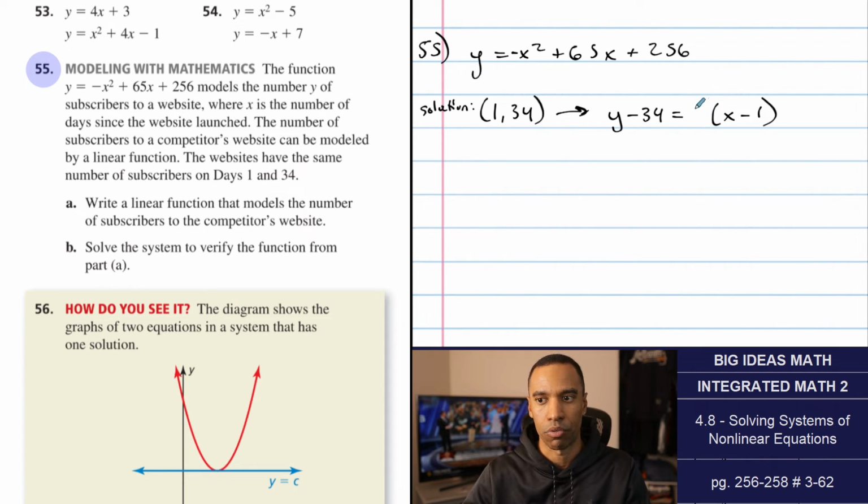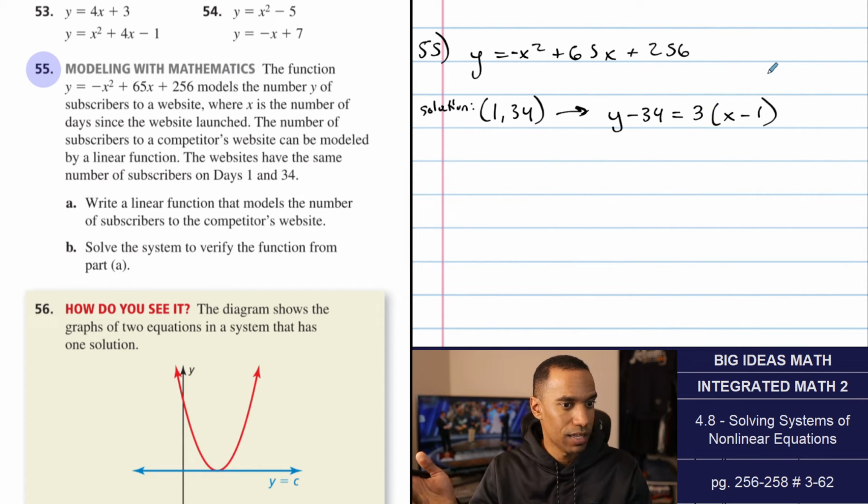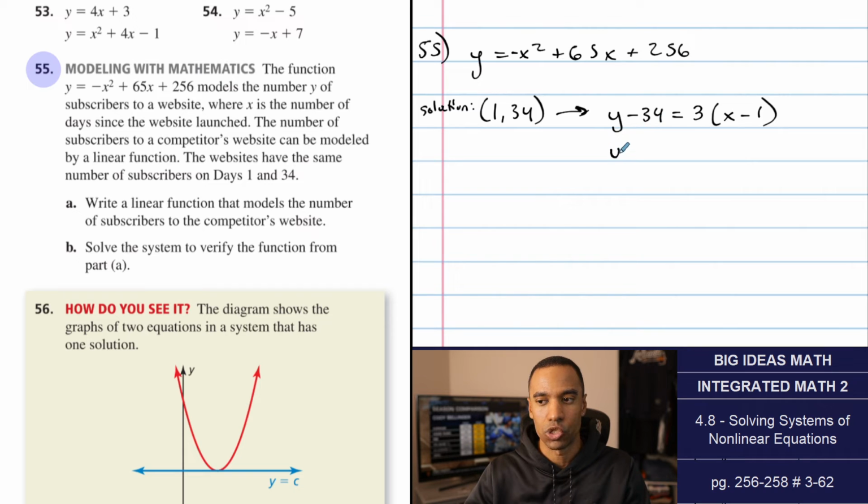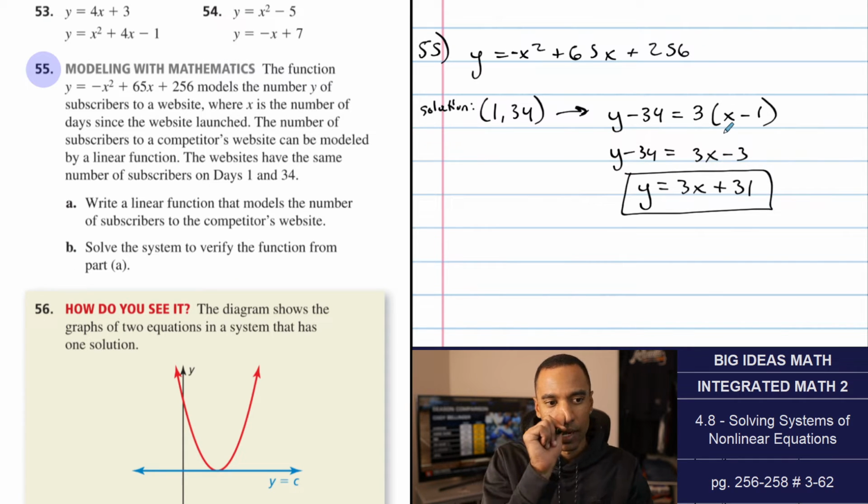I can make up whatever I want right here. Let's make up, I don't know, 3. I don't care. So 3 can be my slope. So every day they get 3 more subscribers, but it crosses through 1 comma 34 this way. Now I can do this whole thing, right? I can distribute, and I can add 34 over. So y equals 3x plus 31. So this can be my other equation here.